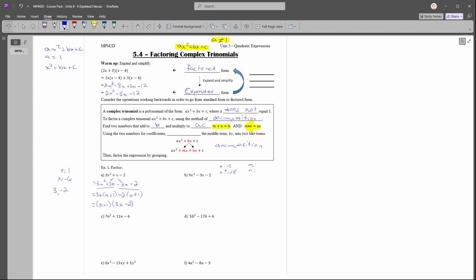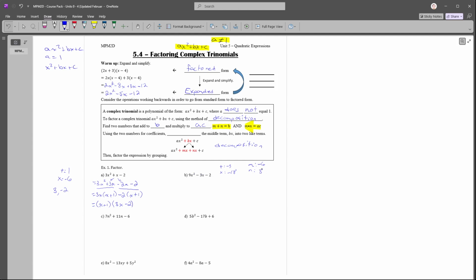Well, let's think about this. What multiplies to 18 and adds to 3? 1 and 18, not so much. 2 and 9, not so much there either. 3 and 6, that one will work. So the larger of our two numbers is going to be the negative. So that's going to be negative 6, and our other one's going to be 3.